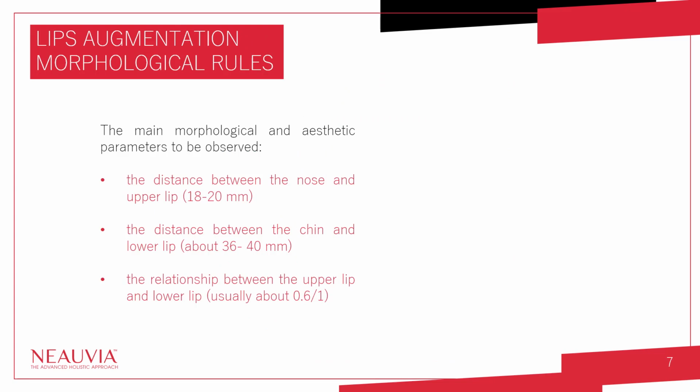To summarize in a simple way what I said so far, I report to you some very simple numbers that we can use to manage our lip correction in the best way. The distance between the nose and upper lip could be around 18-20 mm. The distance between the chin and the lower lip could be around 36-40 mm. The relationship between the upper lip and the lower lip is usually about 1 to 1.618.